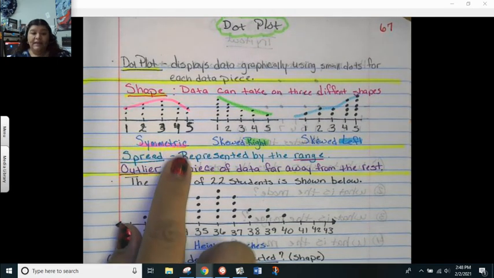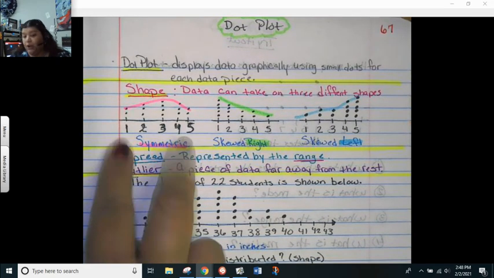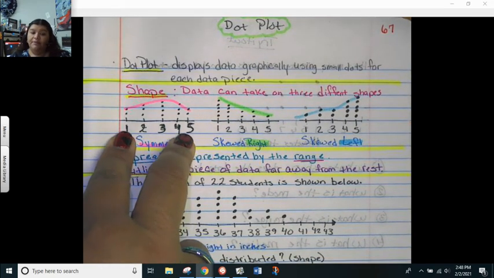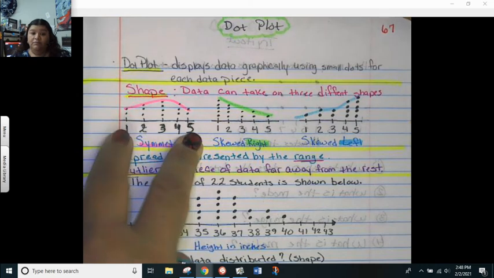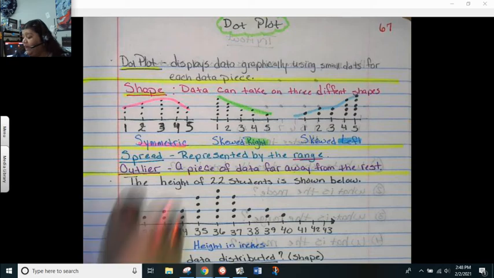The spread of the data. If I want to find the spread of the data, it's pretty much asking you what is the range of data? How far apart is your biggest data from the smallest data? So, for example, the spread of this dot plot would be 5 minus 1 is 4. Okay, so if they're asking you for the spread of data, it's pretty much asking you for the range. Okay, it's the range.